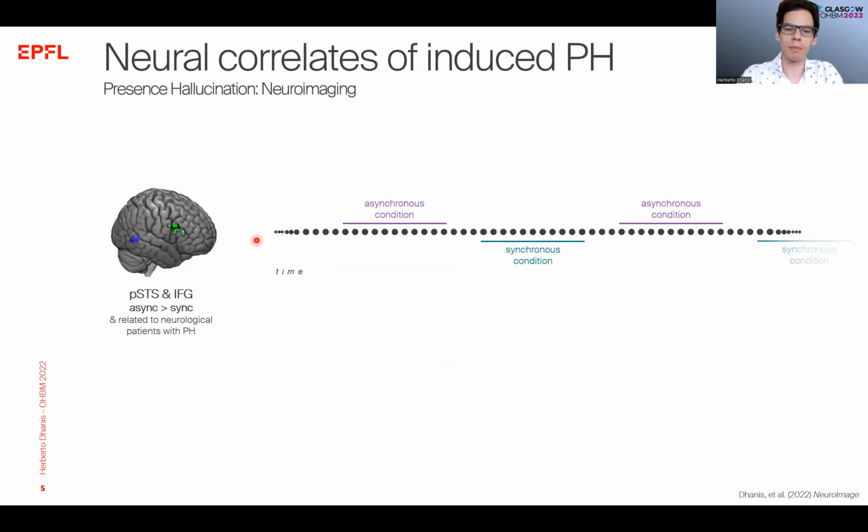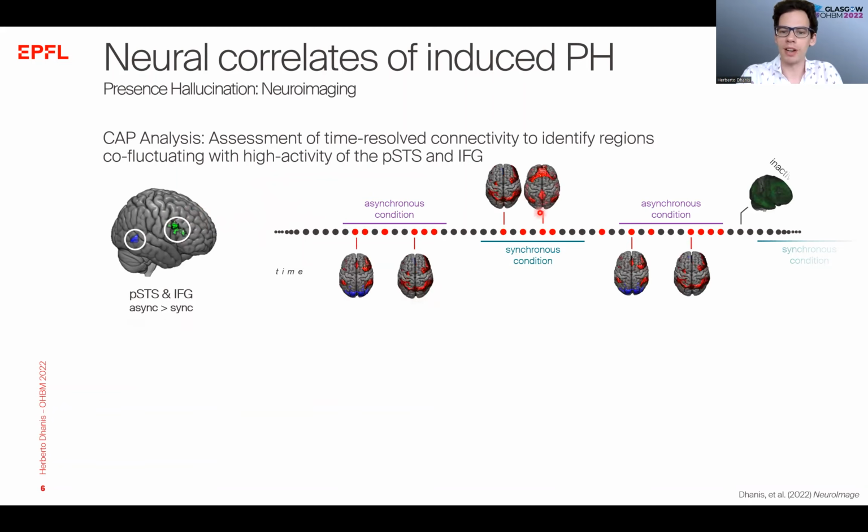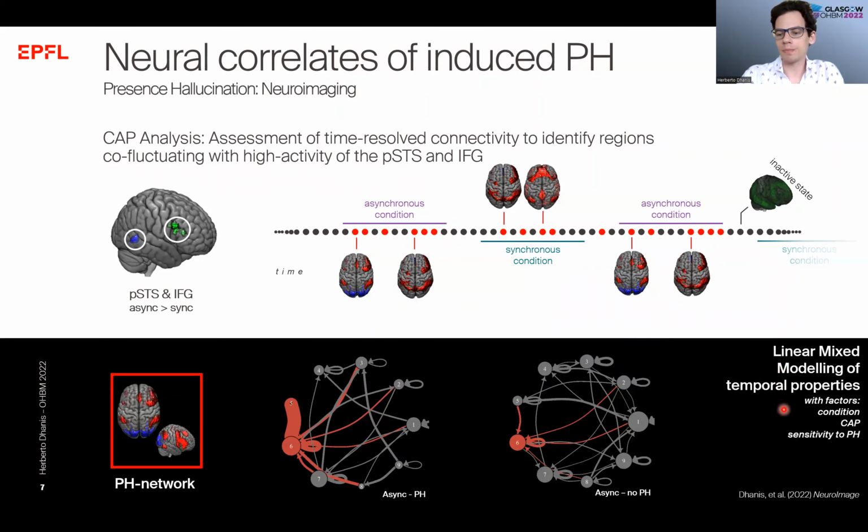We used co-activation pattern analysis to see which regions are co-fluctuating with these two. We did this during task, not during rest. And as you know, with CAPs, you get a series of patterns that are activating over time. Once we had that, we decided to model the temporal properties of these co-activation patterns based on condition, CAP, and sensitivity to presence hallucination. We did this for occurrences, average duration, and transition probabilities, by the way.